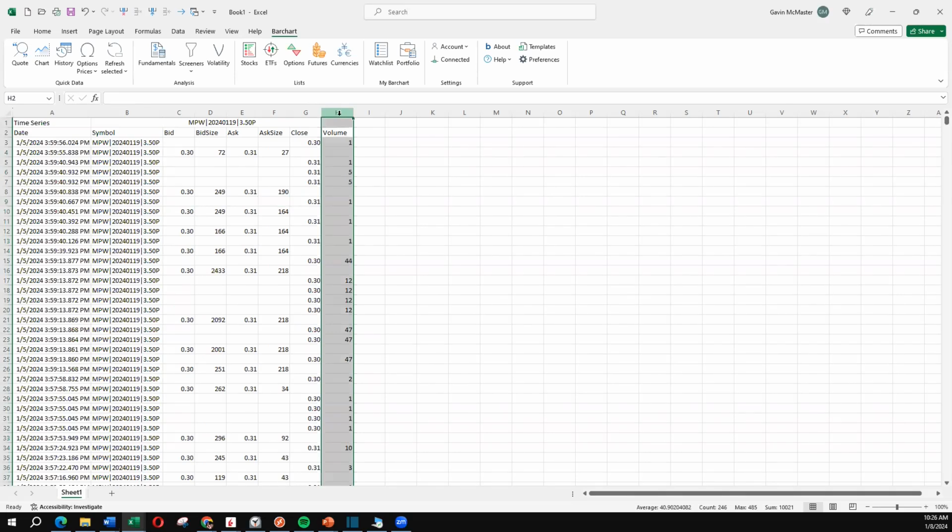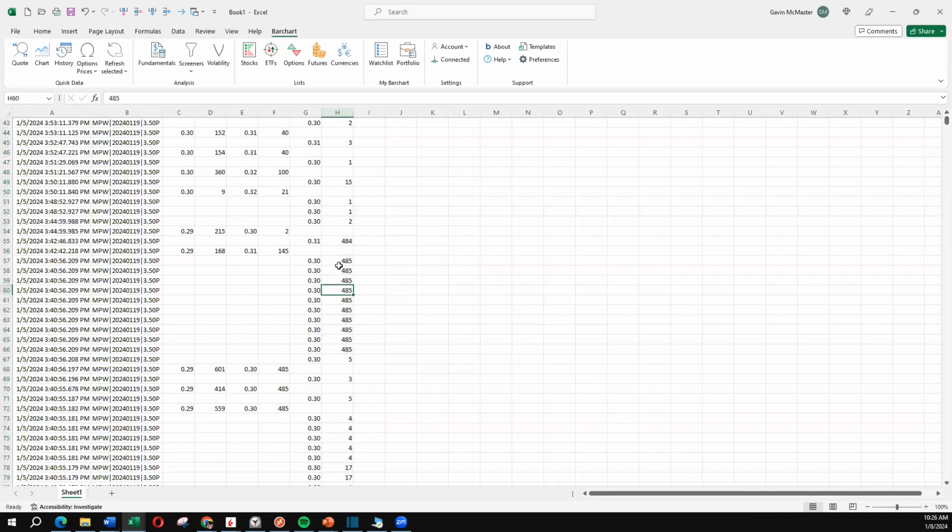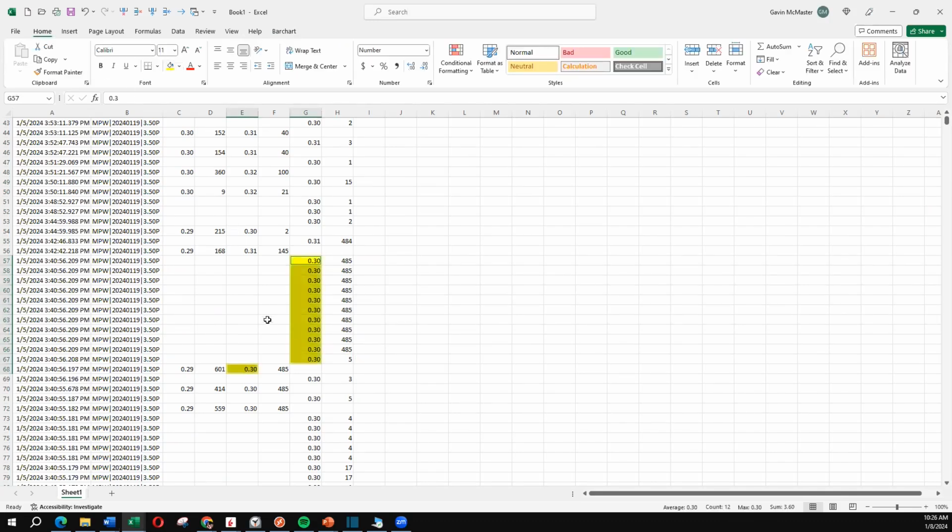And what I like to do is just highlight the volume column, and then I just look for the max here, 485. And then I'll just scroll down and see if I can find that big trade. And we can see here, there's a huge amount of volume here towards the end of the day. And we can see that it was traded at the ask price. So the traded price was 30 cents. And at the time, the ask price was 30 cents. So that's someone buying that put option. So that could indicate a potential bearish bet that someone's making on that particular stock.